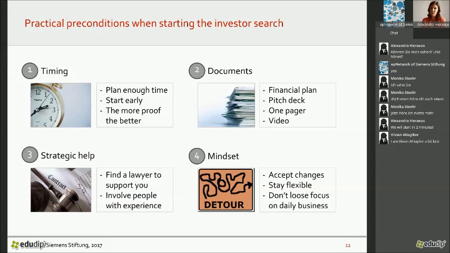And you shouldn't underestimate the whole daily business that is running parallel to your process. So before you start, think about a good idea of how you're able to lead the daily business and at the same time focus on or start with your investor search. That's something that you can prepare beforehand, and it will give you some more time and a better time.